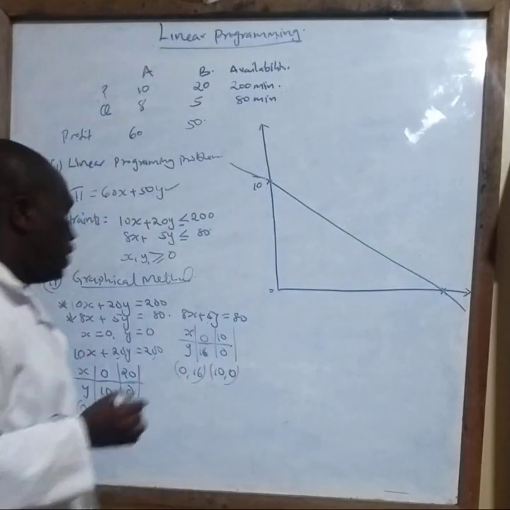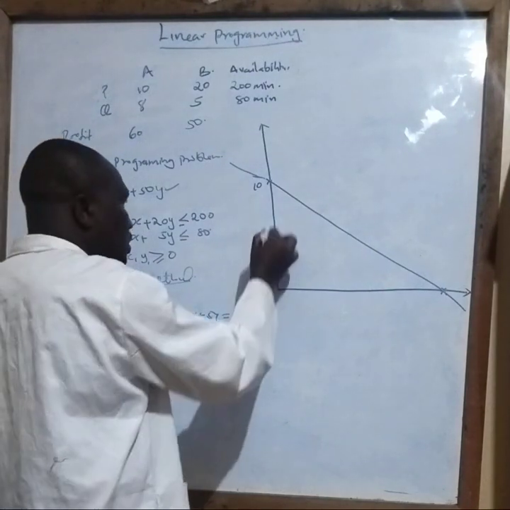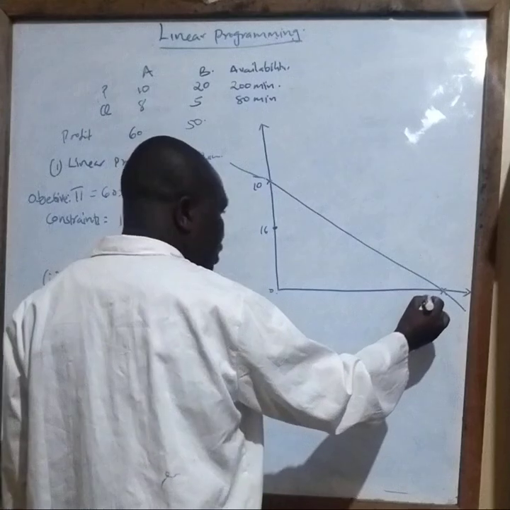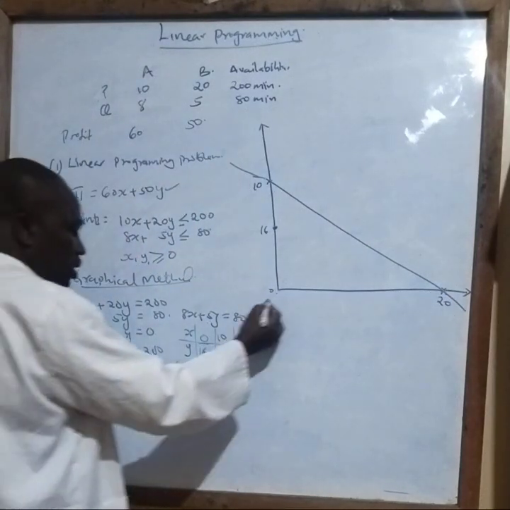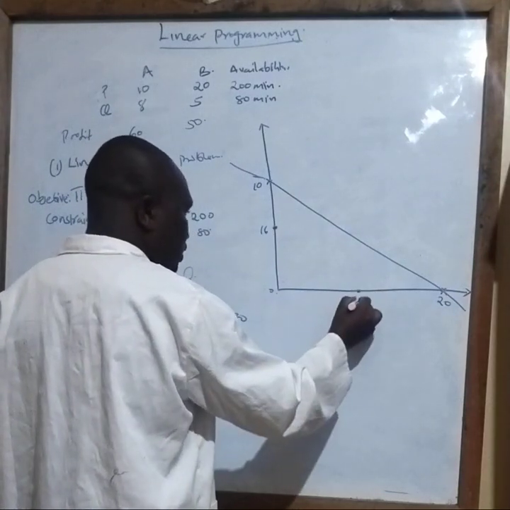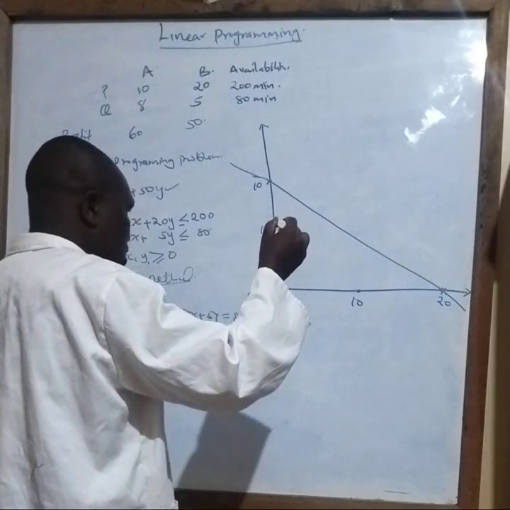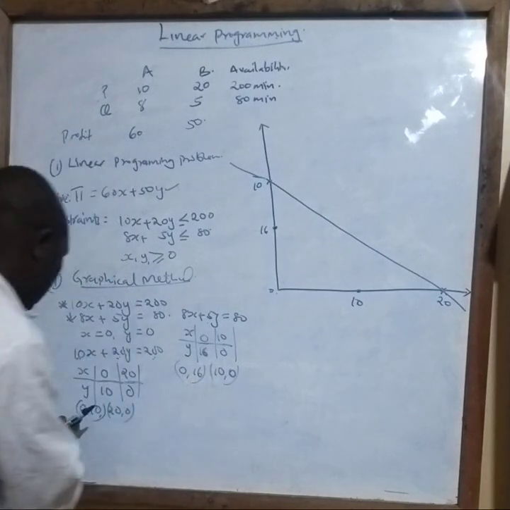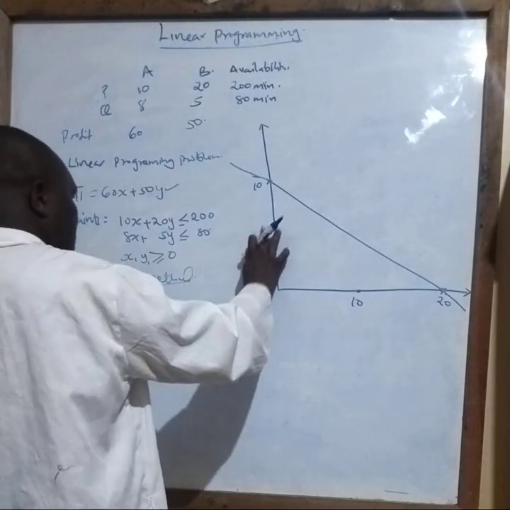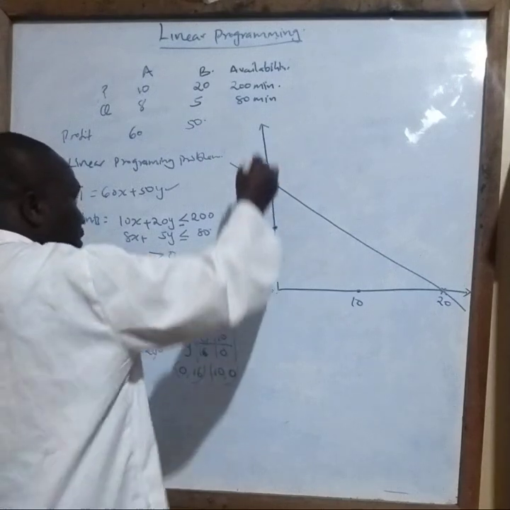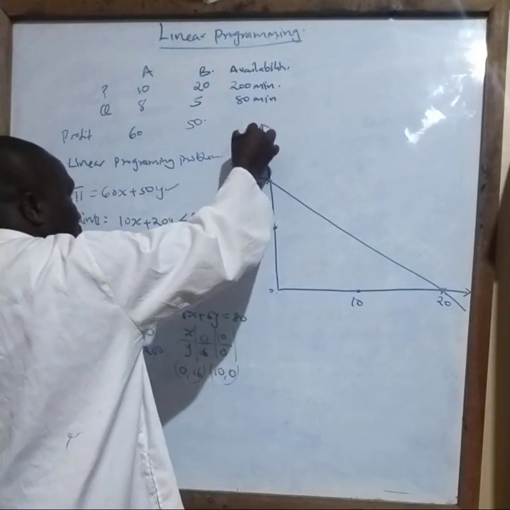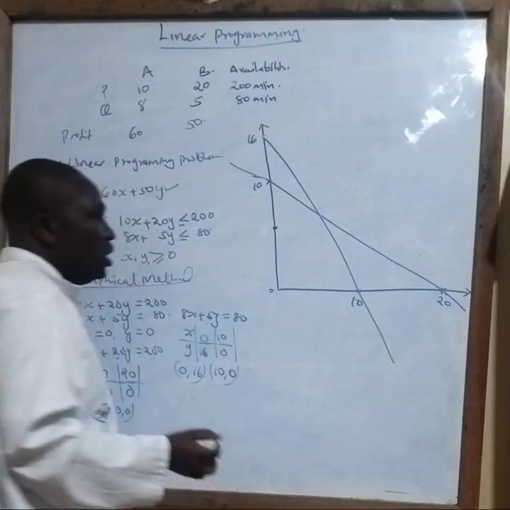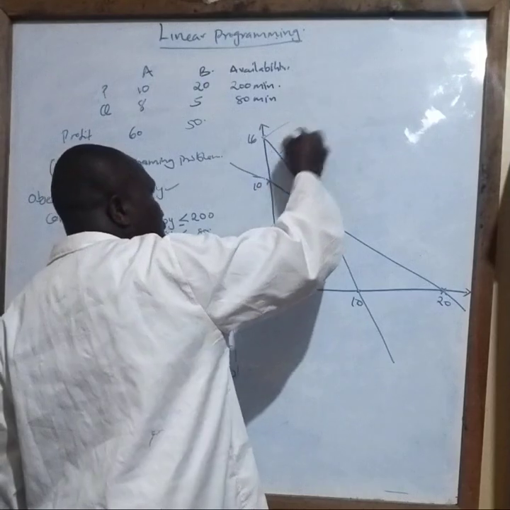Then I go to the second, 0, 16. Maybe 16 is somewhere here, and here was 20. Then 10 is somewhere here, so x is 10, 0. Sorry, this is 16, so 0, 16 is somewhere here. So we join this point and this point like that. It tells you that we don't need this side, so it's shaped like that.